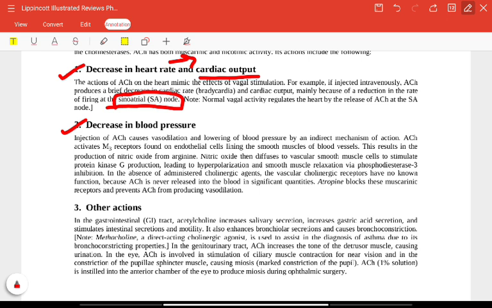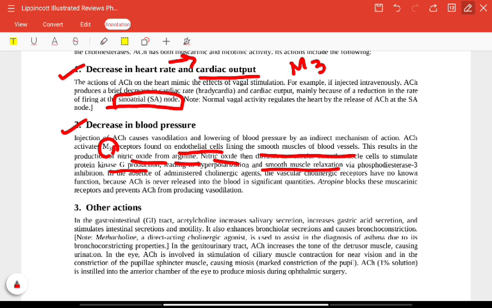Acetylcholine will activate M3 receptors. We have seen previously that M3 receptors are found on the endothelial cells lining the smooth muscles of blood vessels. This will result in the production of nitric oxide from arginine. Nitric oxide will then diffuse into the muscle cells and stimulate protein production, and then hyperpolarization will occur and smooth muscle relaxation will occur.